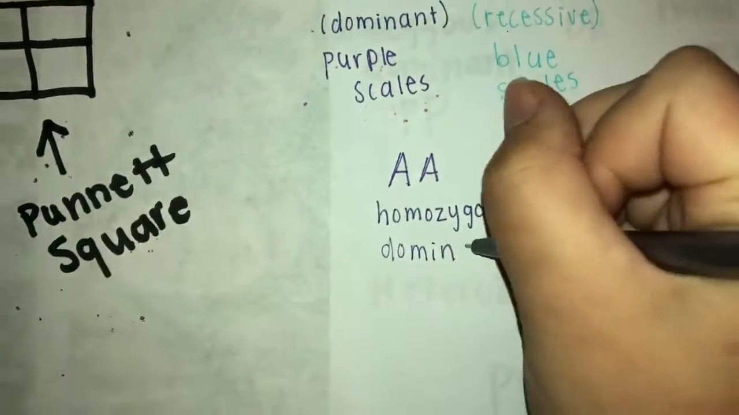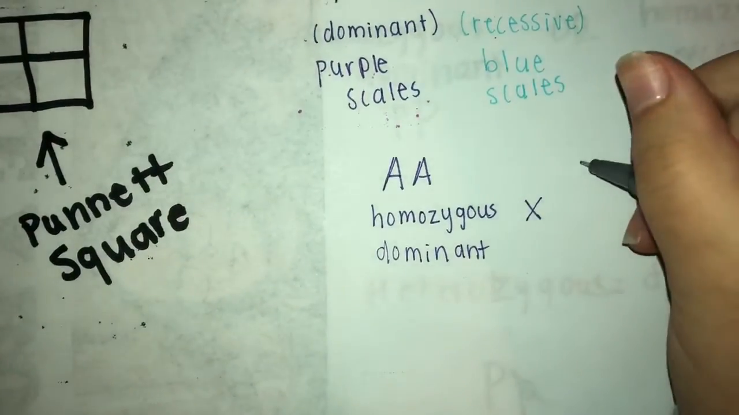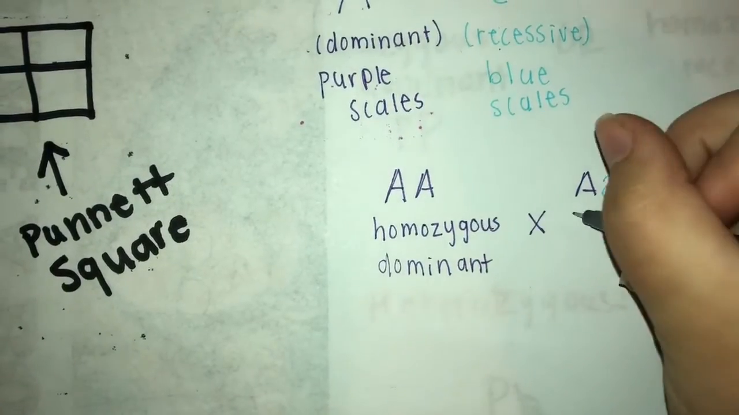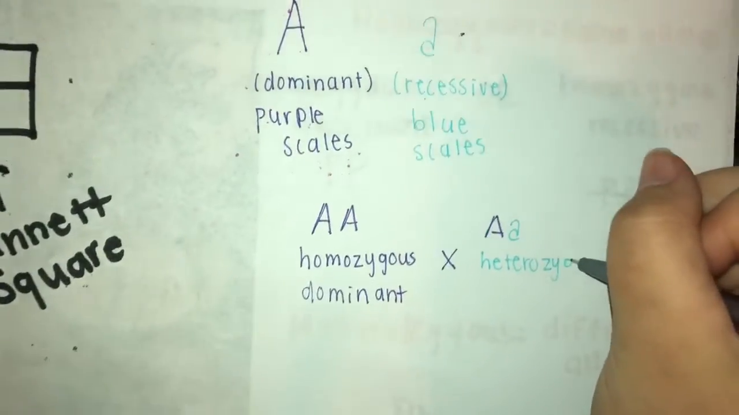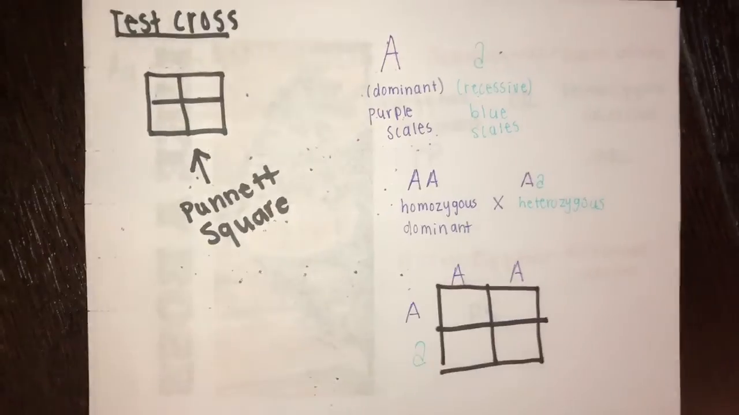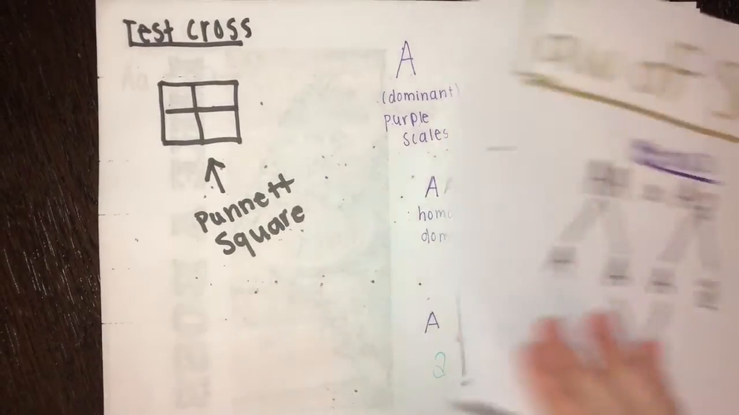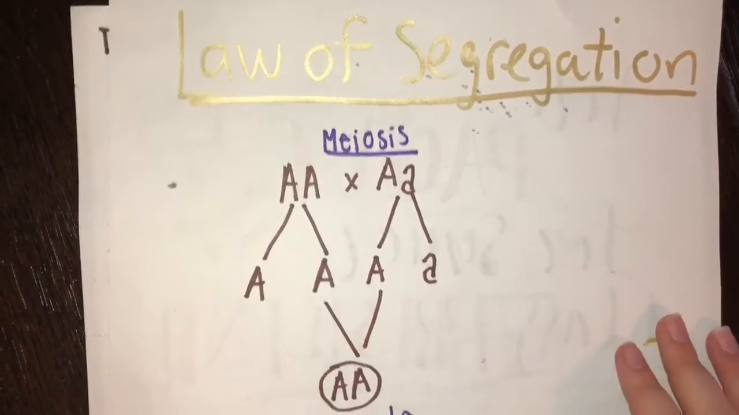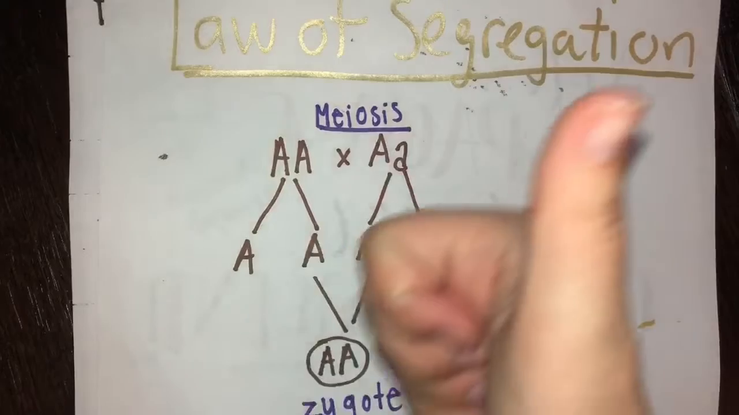For our example, we will be crossing a homozygous dominant parent with a heterozygous parent. Label the rows with one parent's genotype and label the columns with the other parent's genotype. Hold up. The process of separating the alleles relates to the law of segregation. Remember that from earlier? Oh yeah, thanks for reminding me.